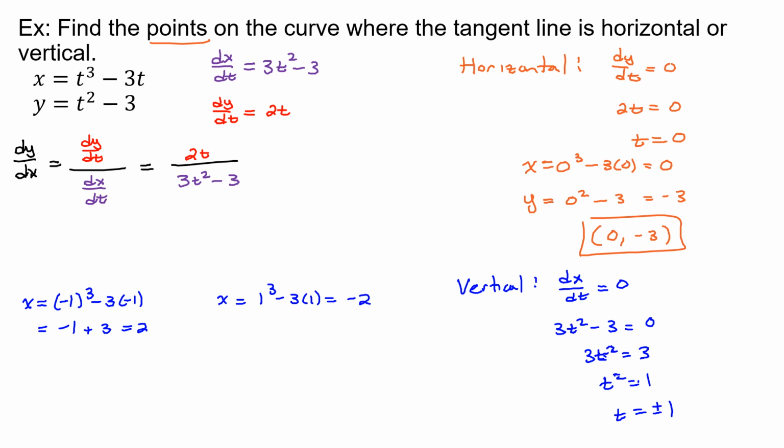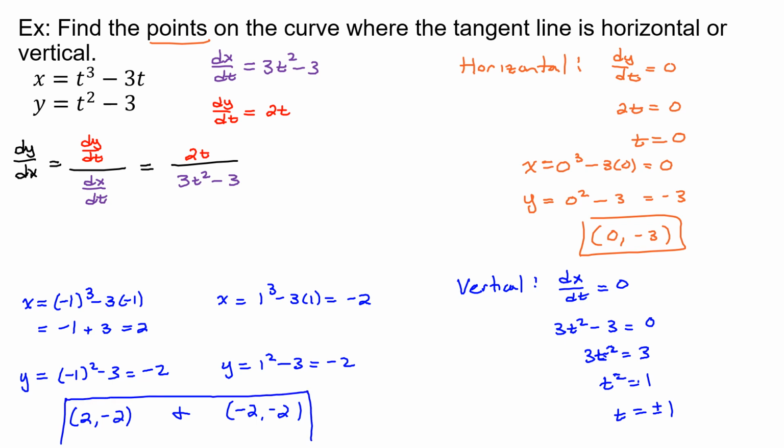And then I plug in the negative 1 and positive 1 into the y. So y for the negative 1 gives me negative 1 squared minus 3. That's 1 minus 3, or negative 2. I plug in positive 1, I get 1 squared minus 3, which is, well, negative 2. So I'll get the points 2, negative 2, and the point negative 2, negative 2. So these 2 points are vertical, and then I have one horizontal point. So hopefully that's not too bad.